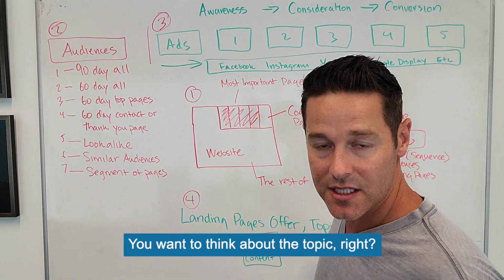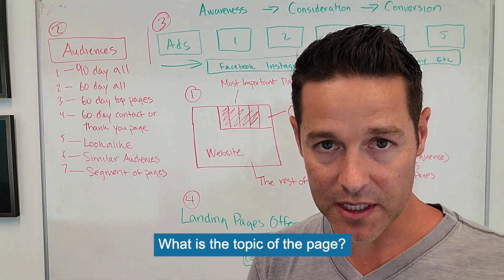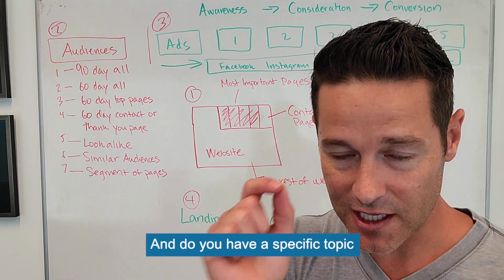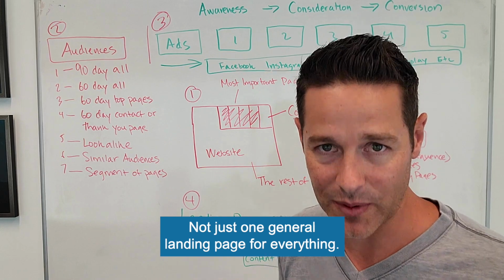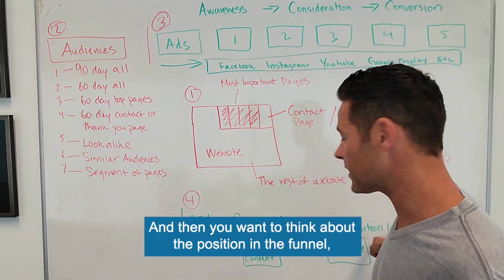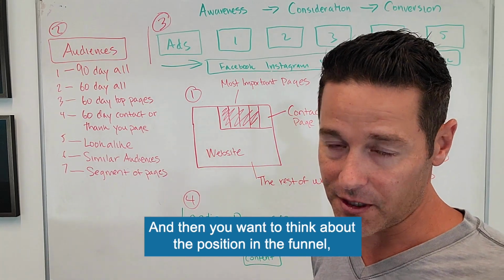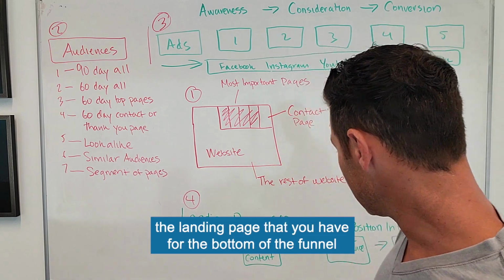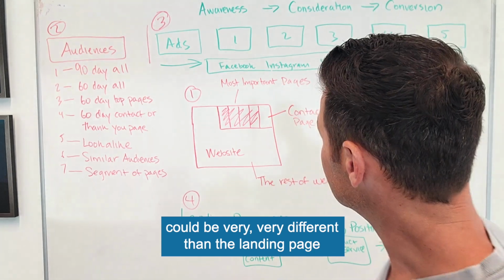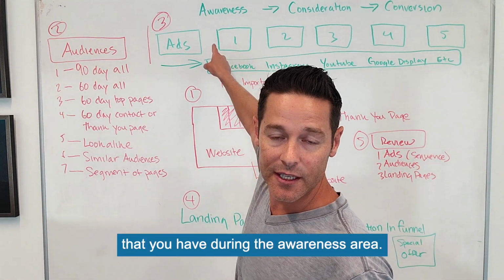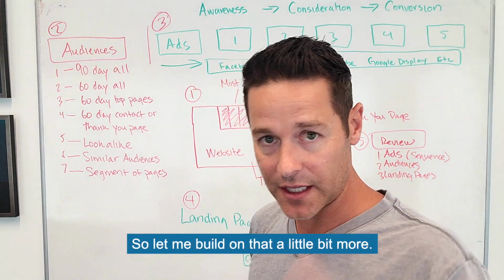You want to think about the topic, right? What is the topic of the page, and do you have a specific topic that matches the specific page, right? Not just one general landing page for everything. And then you want to think about the position in the funnel, because here's why. The landing page that you have for the bottom of the funnel could be very, very different than the landing page that you have during the awareness area. So let me build on that a little bit more.